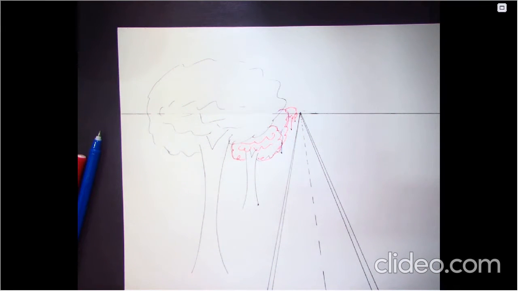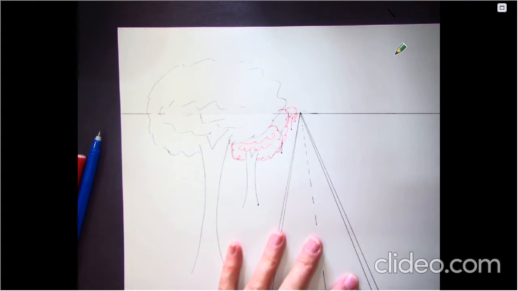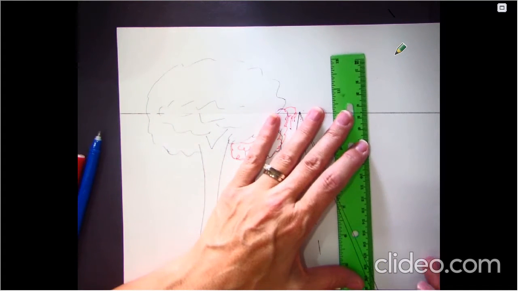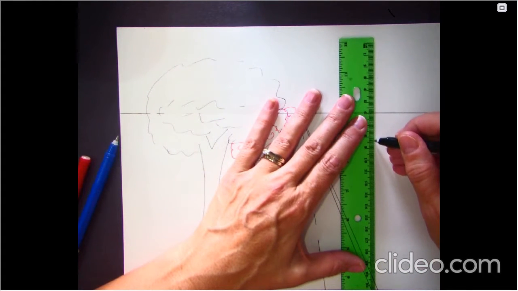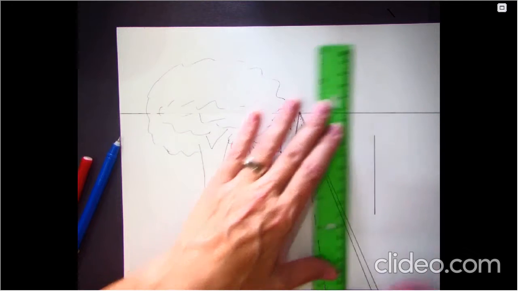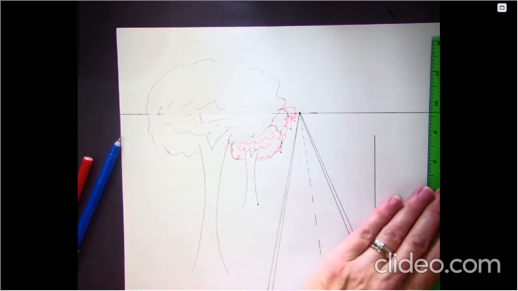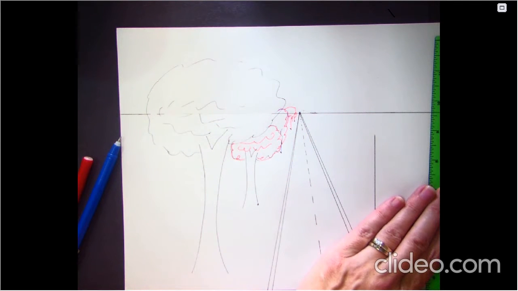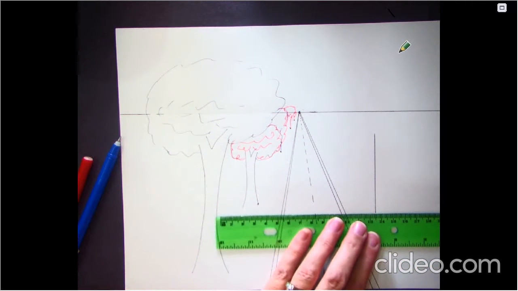From here, we are going to do our house. If you think of the side of a house, it starts mostly with a square. So we're going to do a square, starting with our vertical lines.